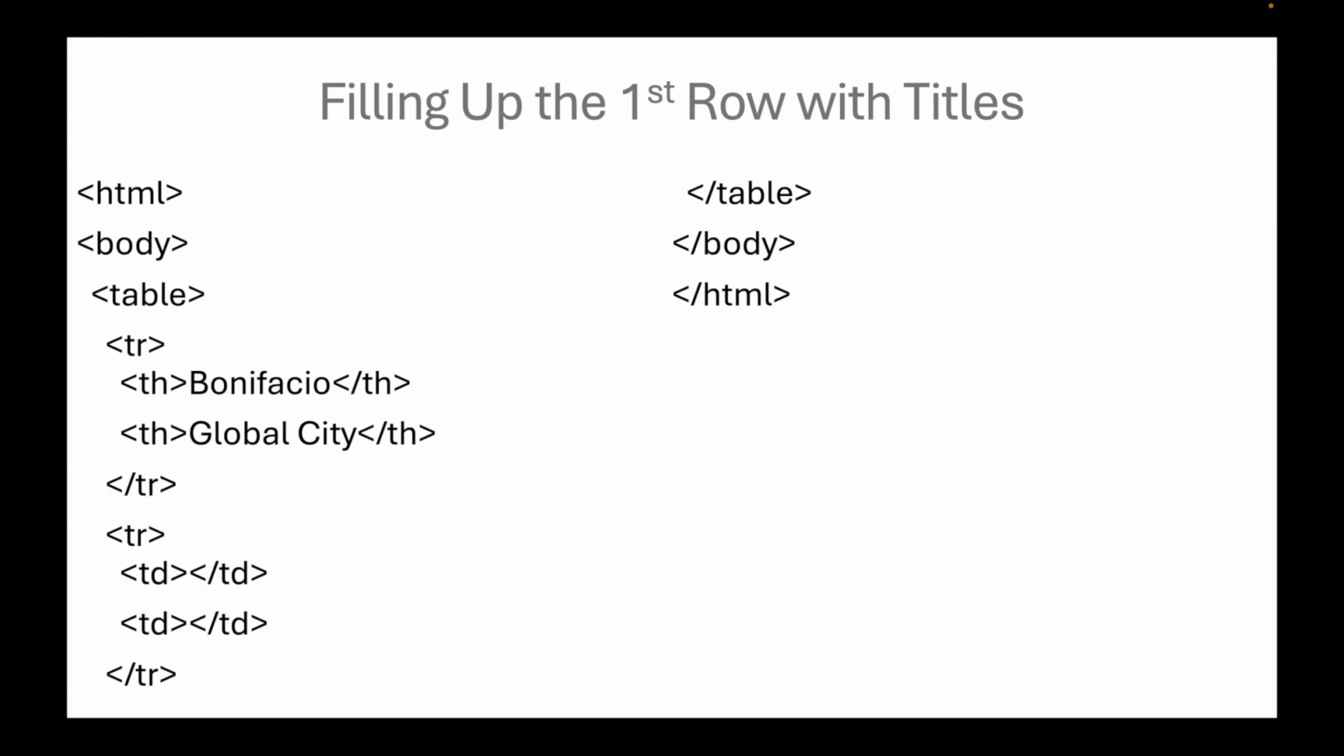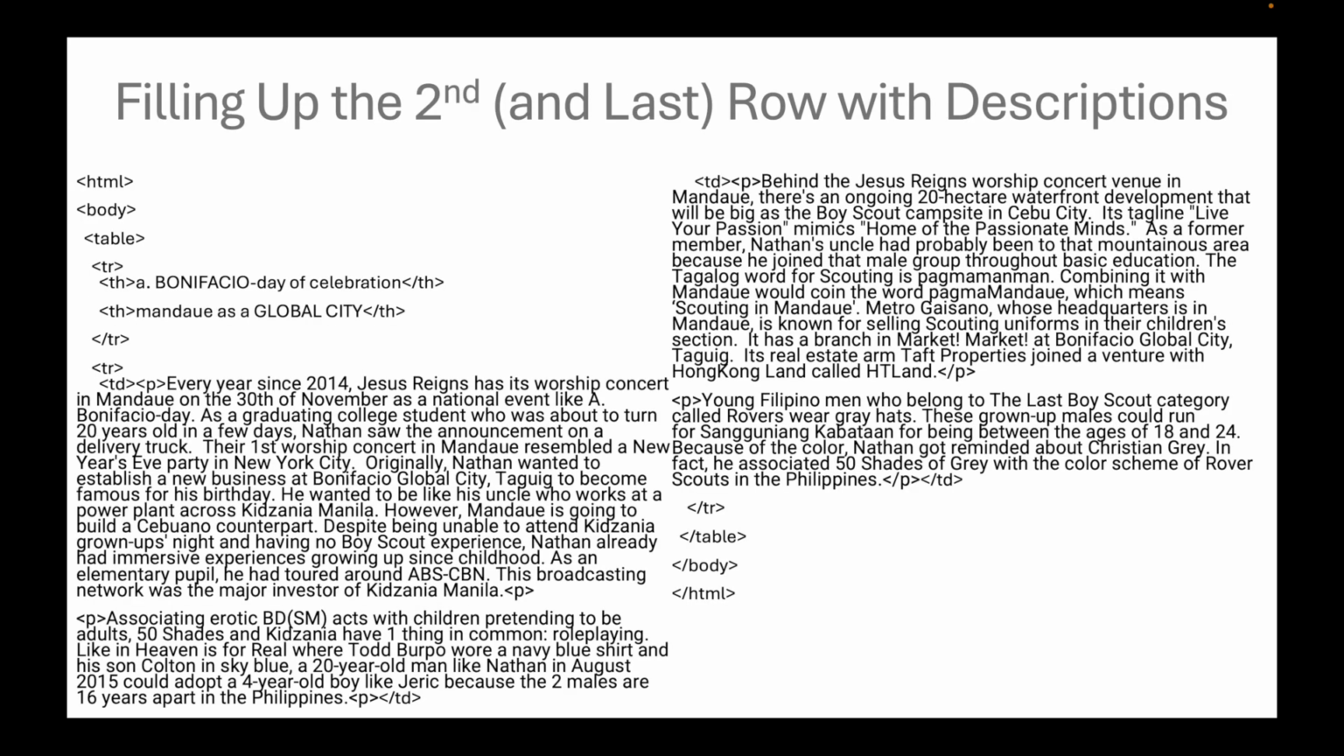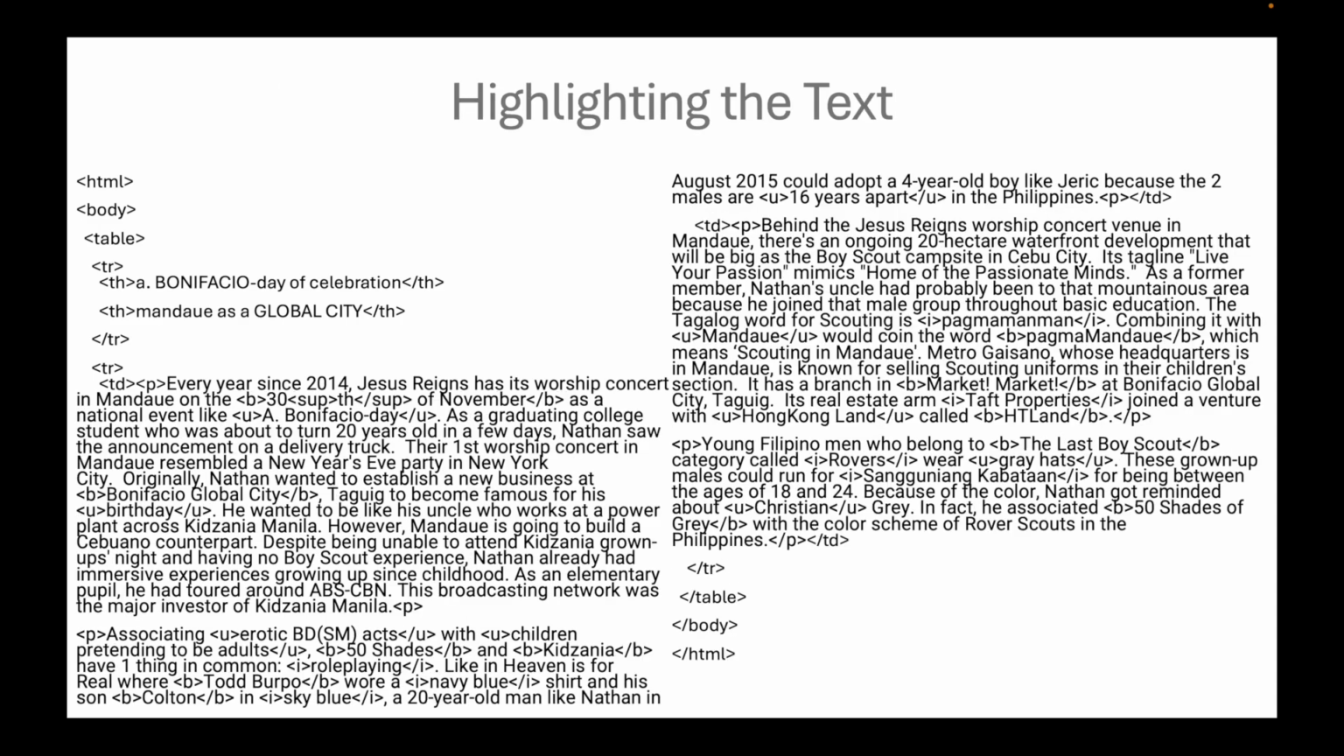Next, we will fill up the first row with titles. TH stands for the heading, while TD down below refers to the description. We will fill up the second and last row with descriptions. And to make it even more interesting to read the text that has a lot of descriptions, we will highlight them using bold, italic, and underline.